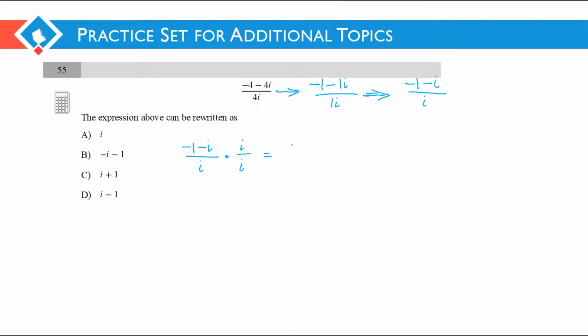So here we go. So I is going to be distributed. So I times negative 1 is going to be negative I. And I times negative I is going to be minus I squared. And that's going to be divided by I times I, which is I squared.